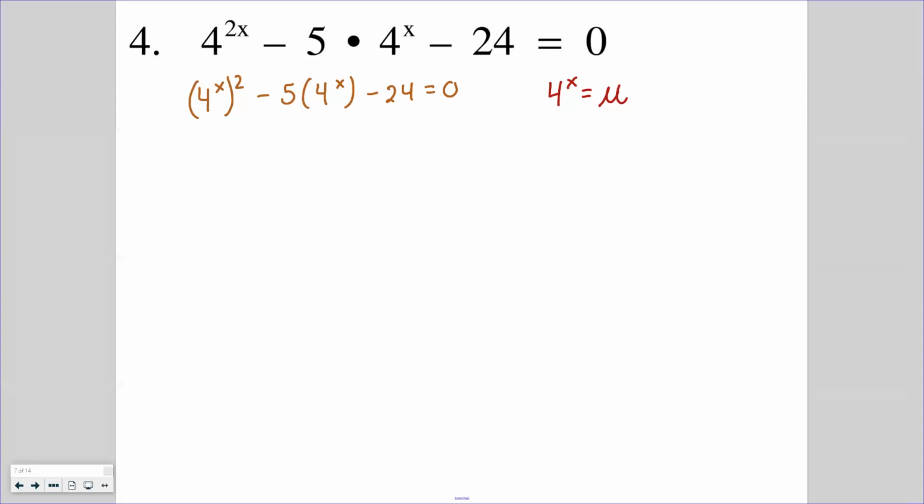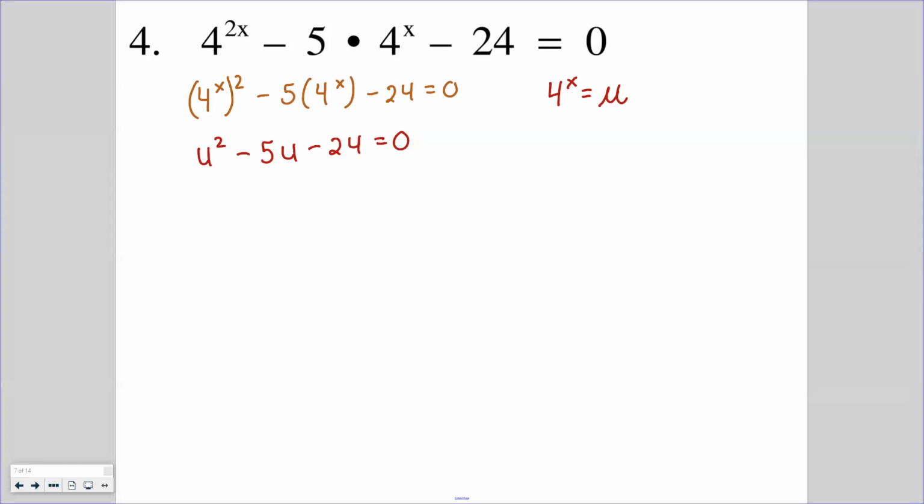So 4 to the power of x squared is now going to be u squared. And then minus 5 times 4 to the power of x is now minus 5 times u. And then that negative 24 just kind of hangs out. And we've got this. And for a lot of people, I've just found year after year, it's easier for people to see how to factor that than how to factor what's in orange right above it.